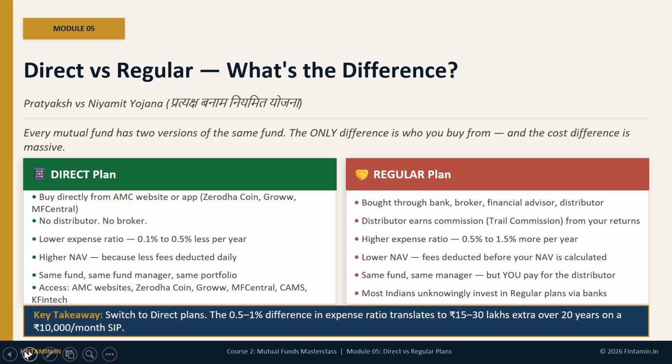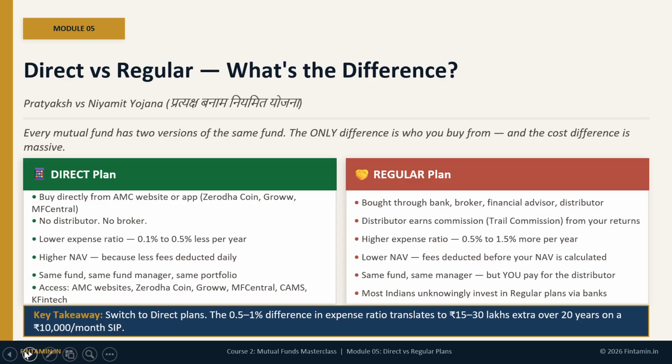Regular plan is bought through a distributor, your bank, your broker, or a financial advisor. The distributor earns a commission called trail commission, typically 0.5 to 1.5% per year from fund returns. This commission comes from you indirectly through a higher expense ratio.